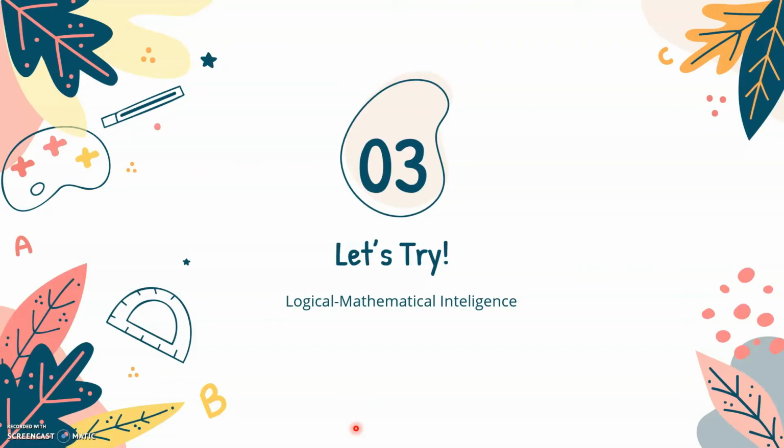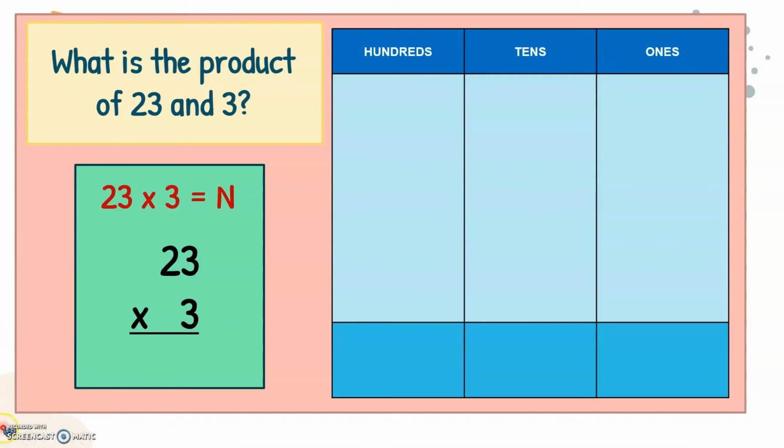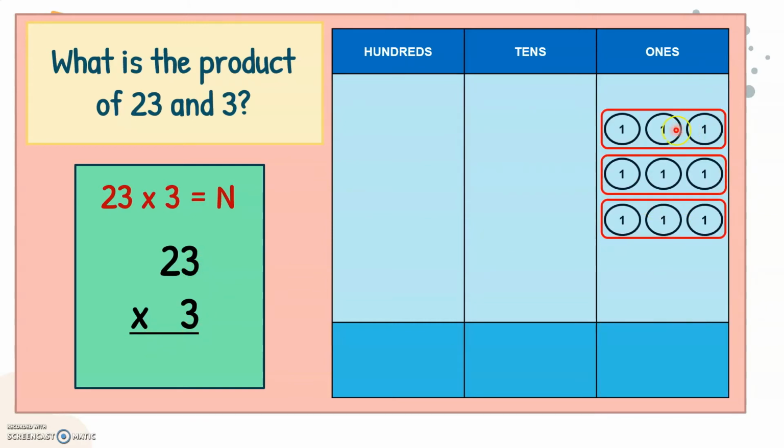Okay? So let's try another example. What is the product of 23 and 3? To solve this, we will use our place value chart. 23 times 3 is equal to n. So let's start with the ones place value. 3 times 3 means 3 groups of 3. So let's count. 1, 2, 3, 4, 5, 6, 7, 8, 9. So the answer is 9 ones.